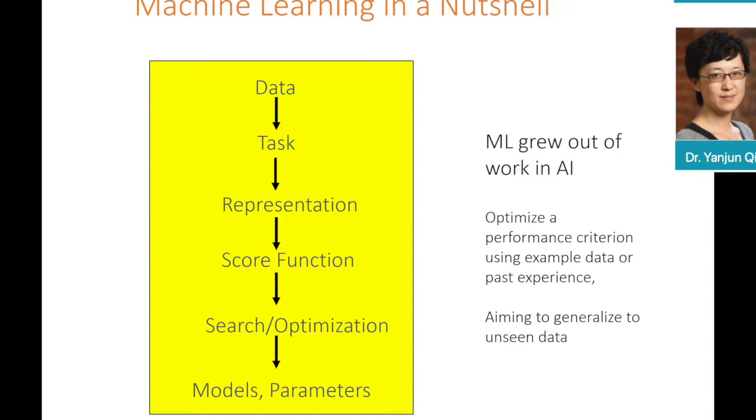So this class uses this nutshell view to understand every machine learning algorithm. And these are almost orthogonal components, important components relevant to machine learning. So it's data, task, representation, scoring function, search optimization module, and then the module properties and the parameter properties.